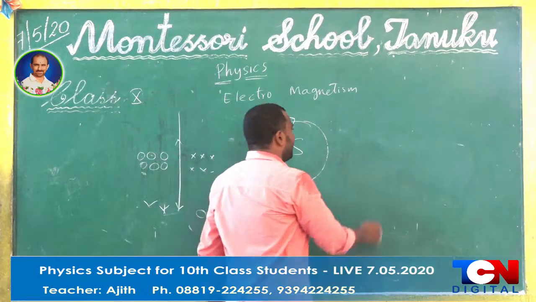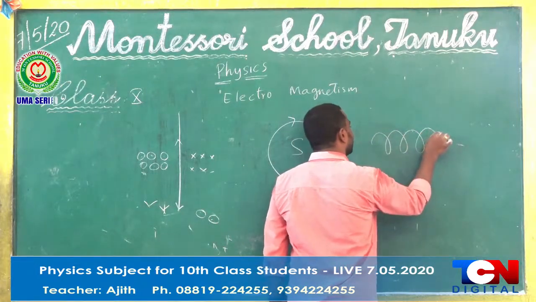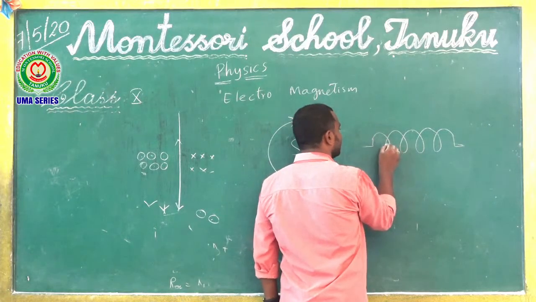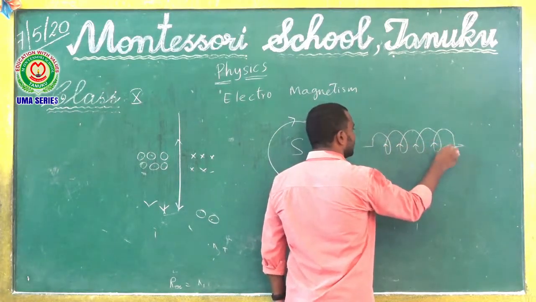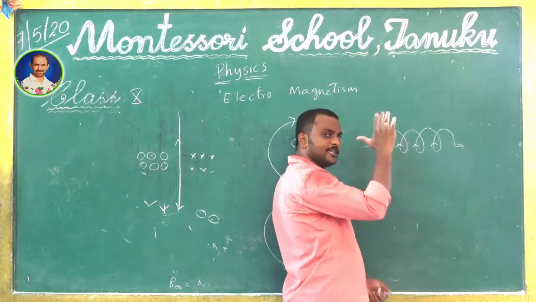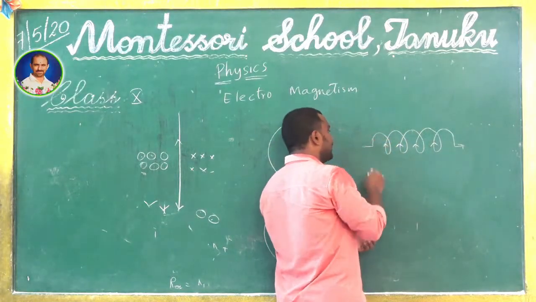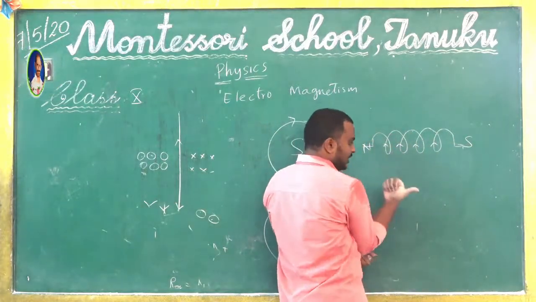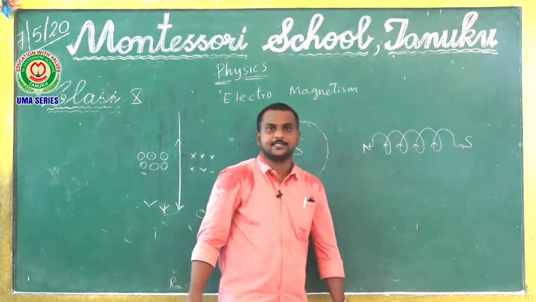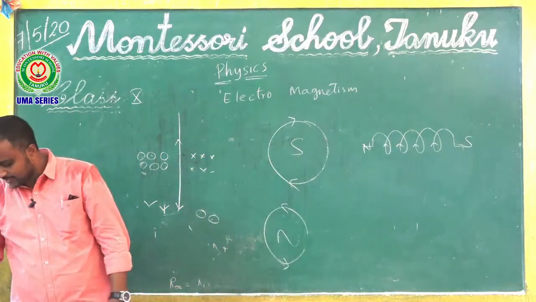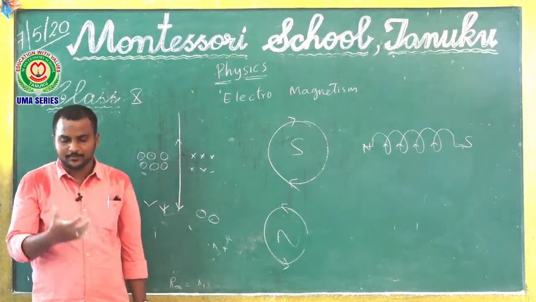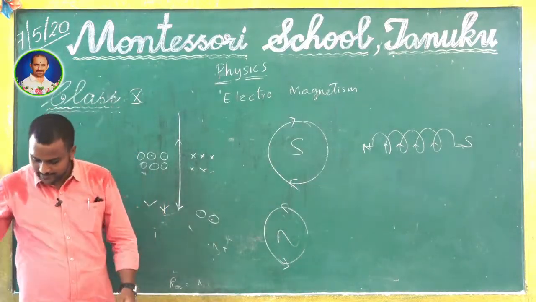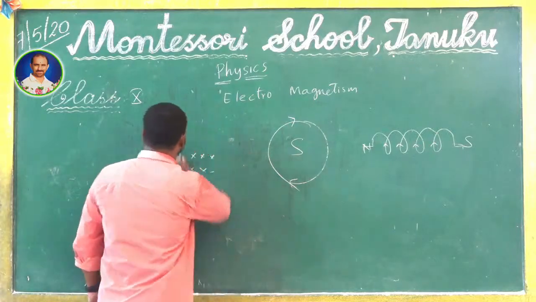Okay. If you have taken a solenoid, the curled fingers will show the direction of the current. So this will become the north pole and this will become the south pole. If the direction is downward, the poles will be reversed. So Fleming's right hand thumb rule explains the direction of the magnetic field for a straight current carrying conductor, a circular coil and a solenoid. Okay, next.